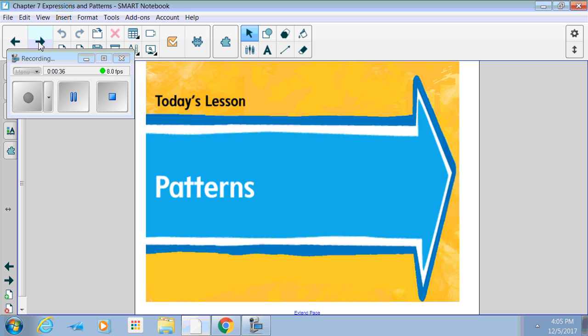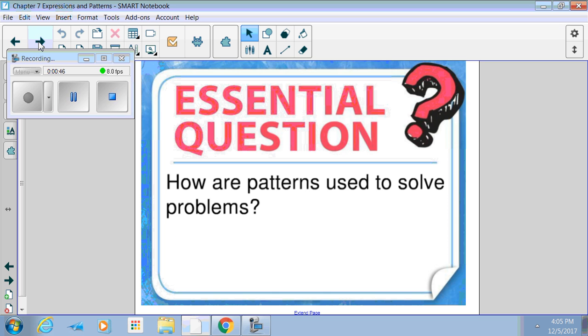Today we're going to be talking about patterns. So again, even though I'm not here, you're still learning. So today for patterns, you need to have your book out and a pencil. We're going to see how they're used to solve problems. So today we're just going to find that rule and continue the pattern, and we will apply this in a later lesson of how they're used to solve problems.